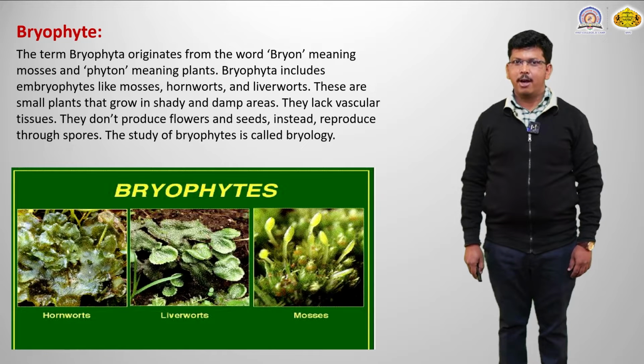Bryo means bryon, meaning the mosses, and phyton means the plants. So we simply call it the moss plant. Bryophyta is a Greek word, and its meaning is moss plant. Bryophyta includes three different classes: hornworts, liverworts, and mosses. So there are three classes of Bryophyta. The different characteristics of the Bryophyta we will discuss in the coming few slides.